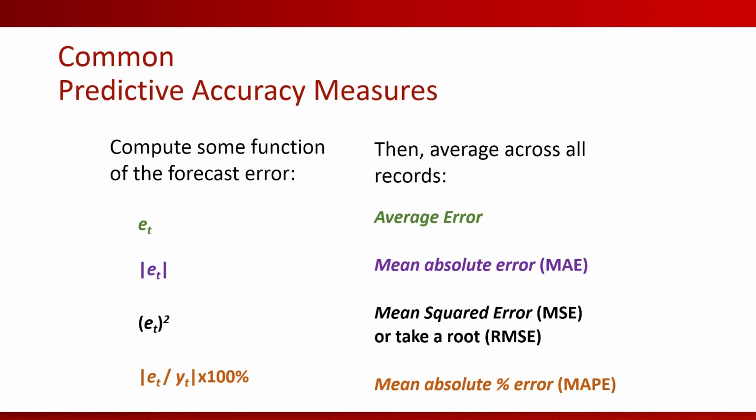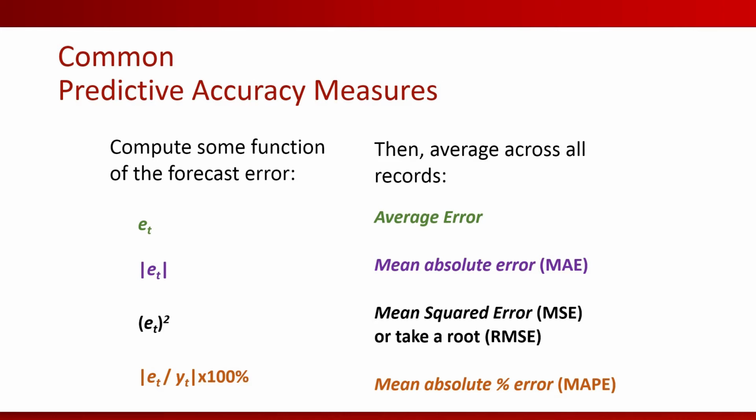I can say, maybe I don't care about the direction of the error. Did I overforecast? Did I underforecast? I don't care. I just care about the magnitude. In that case, I might look at the absolute value of the error. And then I look at the absolute values of each one of my forecasts and take an average. By taking that average, we get a metric called the mean absolute error, MAE, sometimes called the mean absolute deviation, or MAD.